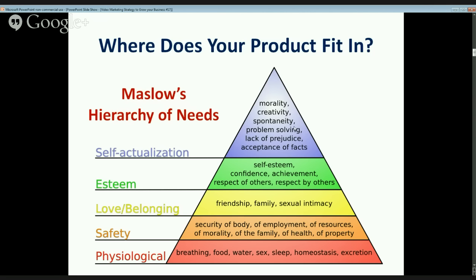Now, if you've got a course on, say, creativity, a course on how to play guitar, that's going to be up here in the higher self-actualization level. The only customers you'll have are those that have satisfied these needs first. If I have a shoulder injury, I'm not going to be interested in learning to play guitar.